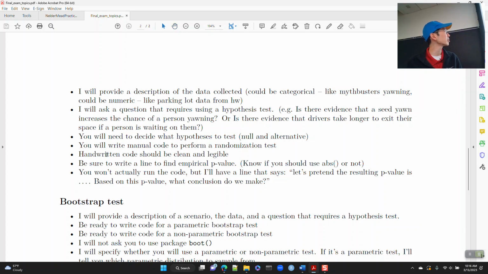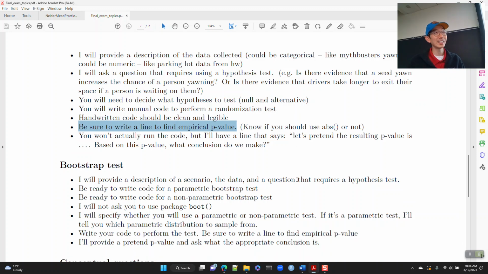But the part where students frequently mess up, and this is true for both the homework and these kinds of questions, is how do you calculate your empirical p-value? When I say mess up, the problem isn't that you're going to get an error. It's that you're going to get a number, but that number is wrong. I would say that's a more dangerous thing than writing a line of code that gives you an error, because then you know something went wrong. But if you write this wrong and you get a number, that's a different problem.